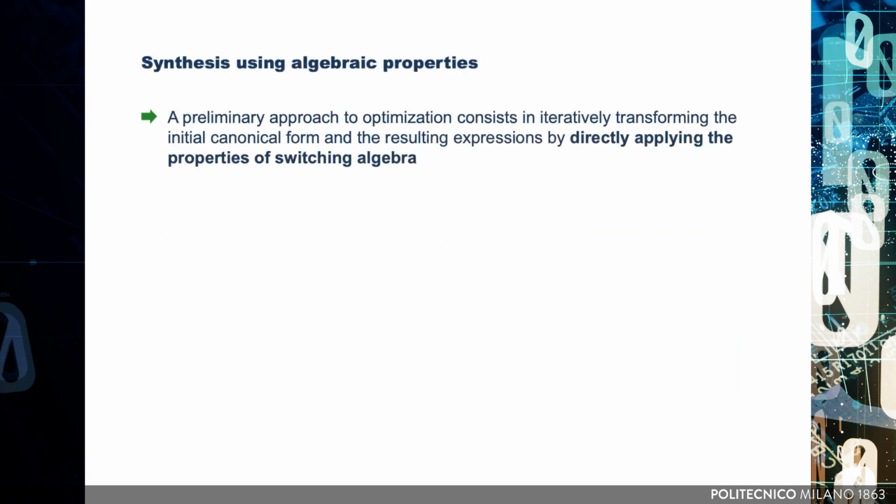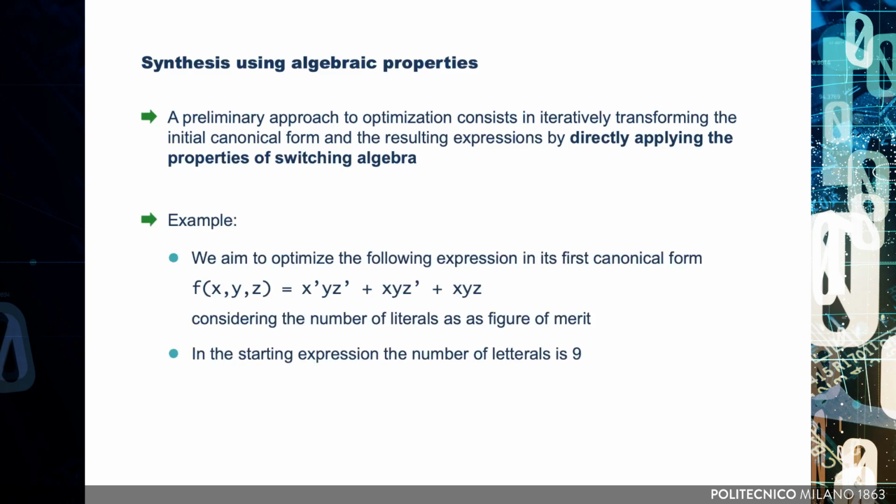A first approach to performing combinational optimization consists in iteratively transforming the first canonical form and the derived expressions by directly applying the properties of switching algebra. Let's clarify the idea with an example. We want to optimize the following expression in the first canonical form, considering as the figure of merit the number of literals present in the expression.